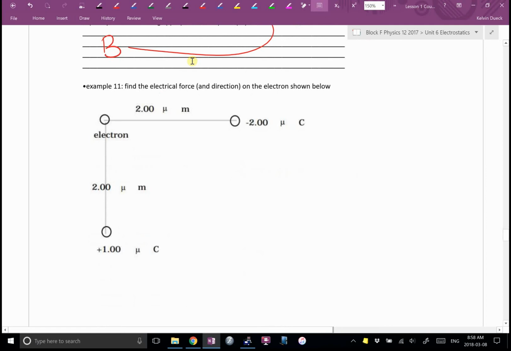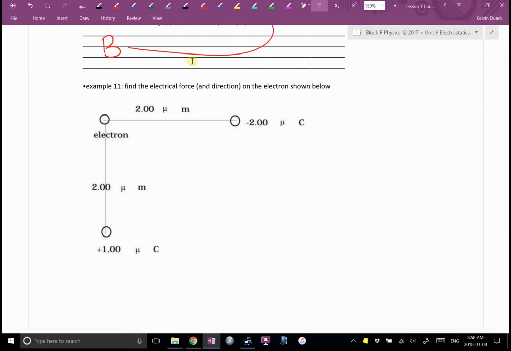Example 11. Sarah, can you tell at a glance that this is probably going to be adding vectors tip to tail? Why can you tell at a glance that that's the case? Because these three charges are not in a nice straight line. Okay. It wants us to find the electrical force, magnitude, and direction on the electron shown below.